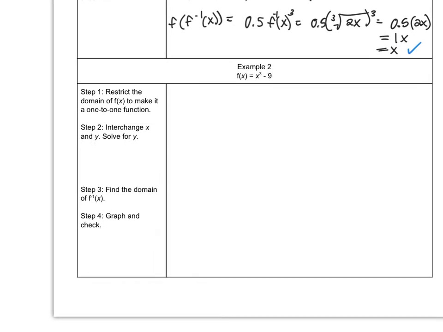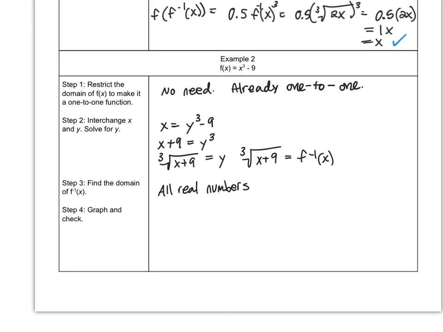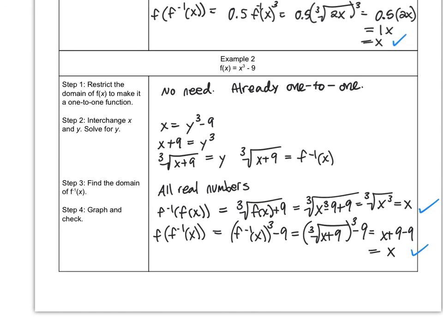Why don't you try example 2, see what you get. Go ahead and pause it, and then hit play when you're ready to see the answer. All right, so we found the inverse of our function here. And once again, we don't need to restrict the domain of the function, and the domain of the inverse is going to be all real numbers because this was already a 1-to-1 function, and its inverse is also defined on all values. So when we took the inverse of our function and then applied our function to our inverse, we got x in both cases.